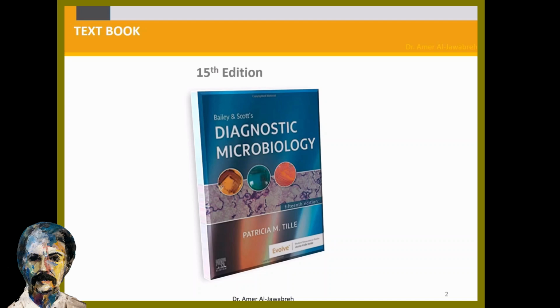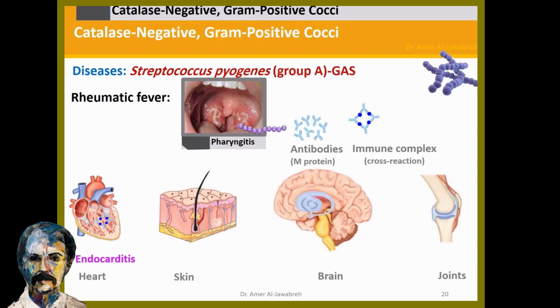Good morning, everybody. Today we continue with the Streptococcus chapter. This is where we were last time, yes? This is the sequelae of rheumatic fever, pharyngitis, and the immune complex that destroys other parts in the body: heart, skin, brain, and joints.